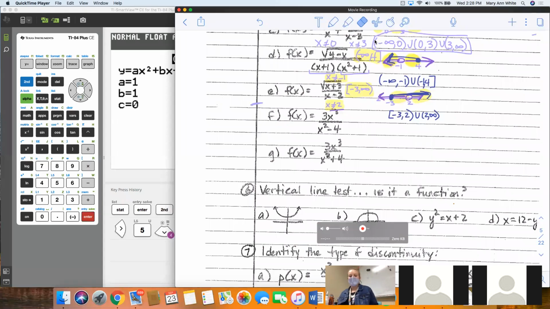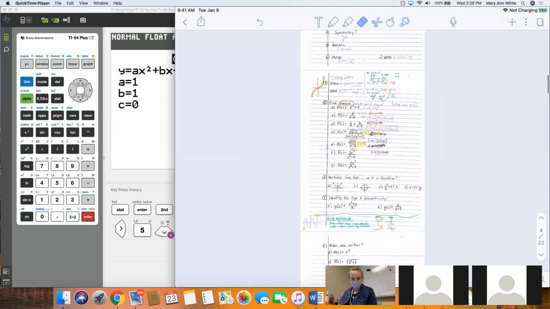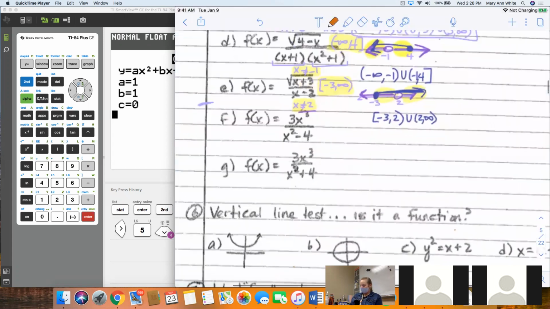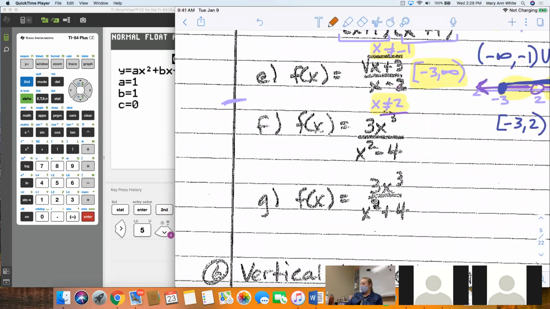Okay, so we're looking at number 5, find the domain, letter F on 1.2 of our notes. Like we were looking at domain yesterday, we have to ask ourselves, what is a problem? What doesn't get to be included in my domain? So if I'm looking at the equation 3x to the third over x squared minus 4, what would a problem be here?